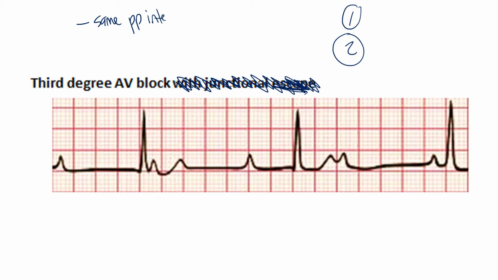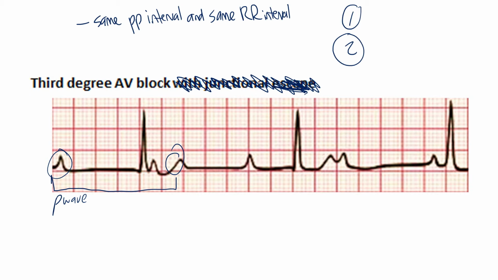And so in a third degree AV block, what you're going to find is the same PP interval and the same RR interval. Now let me tell you what I mean by that. Let's look right here, this is the P wave, right? The P wave. And when you look at the distance from one P wave to the next P wave, that's called the PP interval, going from the beginning of one to the beginning of the next. Okay, that's the PP interval.